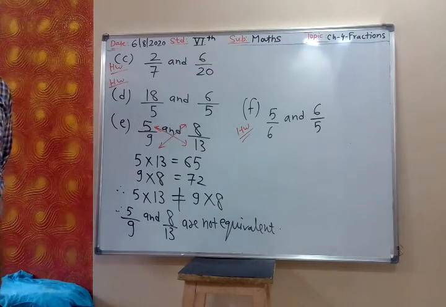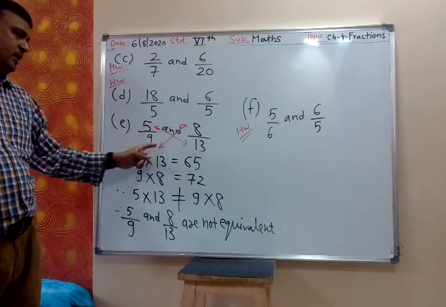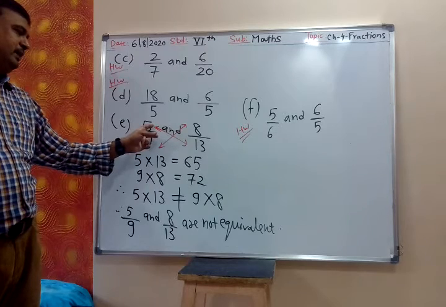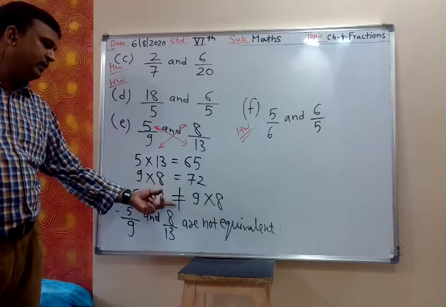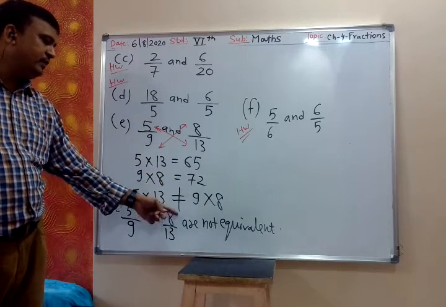So equivalent means you have to cross multiply. The diagonal elements you have to cross multiply, and after multiplying the diagonal elements, if that multiplication is equal, they are equivalent. If that multiplication is not equal, they are not equivalent.